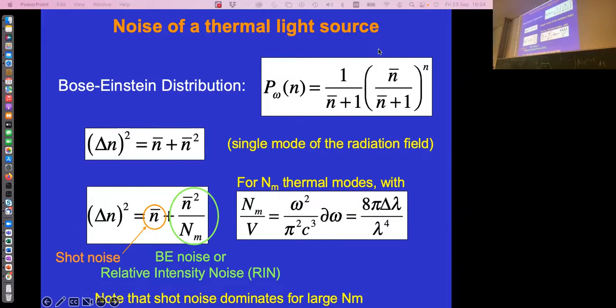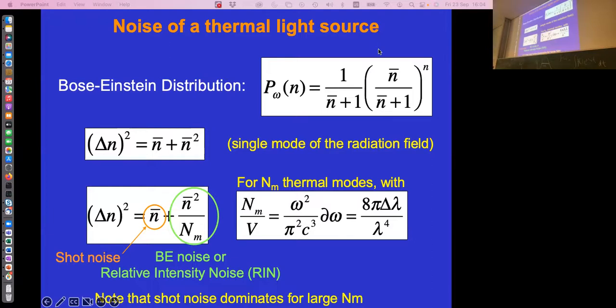With this probability, I can nicely calculate again my variance. If I use this probability and calculate the variance, then this is my expression. My variance is proportional to the mean number of photons plus the mean number of photons squared.